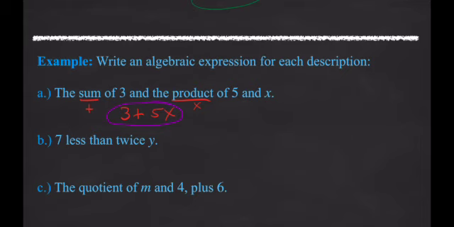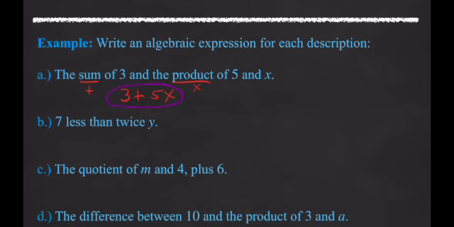The sum, which is the addition of the two objects, of 3, so 3 goes in front, and that's where the plus goes, then this other thing that's happening, this product, which is the multiplication. Part B says 7 less than twice y. Twice means that we are doing 2 times that amount. So 2 times y.